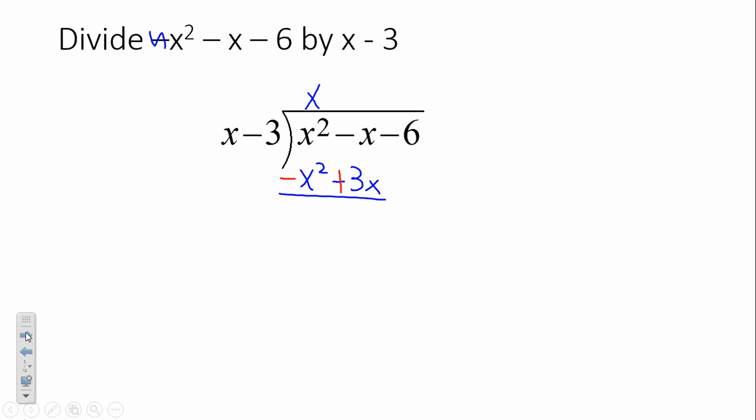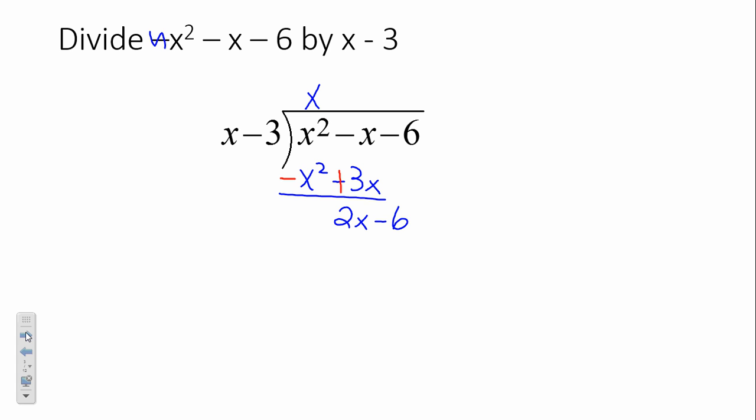All right, so x squared minus x squared, gone. That was our whole goal, right? But when we add a negative x and a positive 3x, what do we get? 2x. What was the next thing that we did in long division? Bring down our next number, right? So we're going to bring the negative 6 down. Now, what question do you ask yourself? What do I multiply x by in order to get 2x?